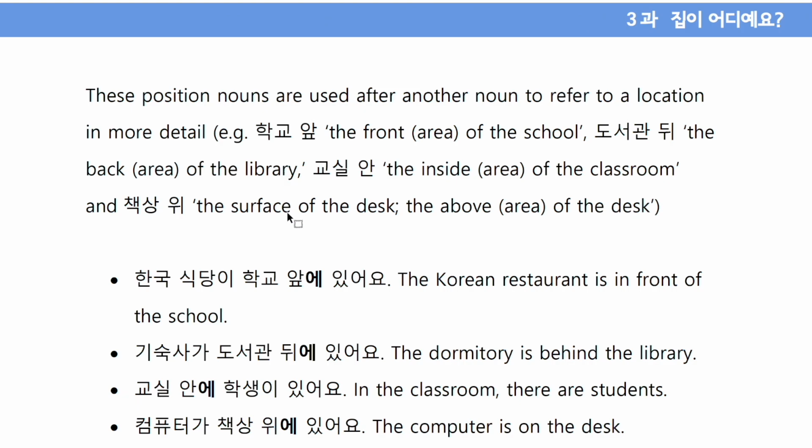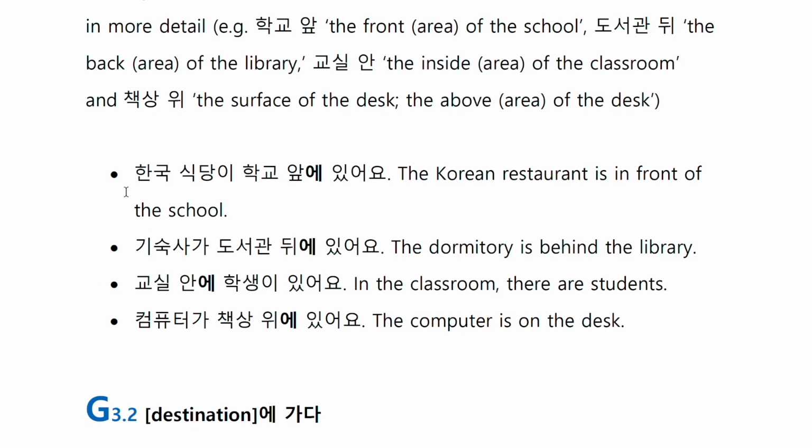그렇죠? 자, 그러면 let's take a look at these examples. 학교 식당이 학교 앞에 있어요. 학교 식당, we are talking about school restaurant and the location is 학교 앞. So school's front area, in front of the school 있어요, exist. 그러면은 consequently this sentence means the school restaurant is in front of the school.